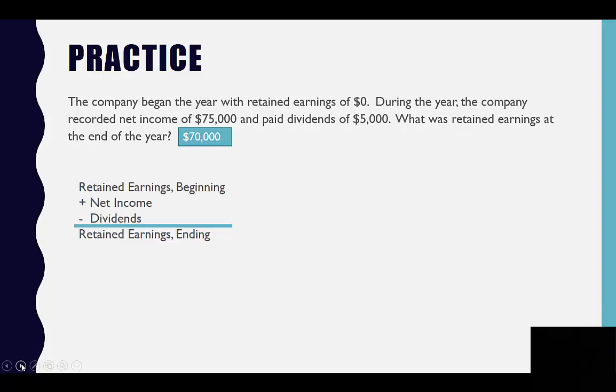The retained earnings statement is retained earnings at the beginning of the year plus net income minus dividends equals retained earnings at the end of the year. So if retained earnings at the beginning of the year was $0 and net income was $75,000, dividends were $5,000, retained earnings at the end of the year must have been $70,000.